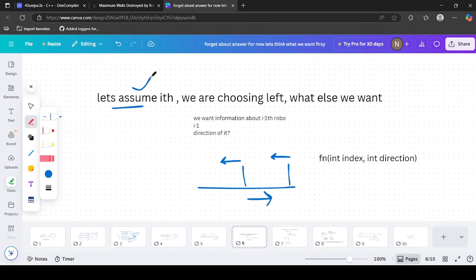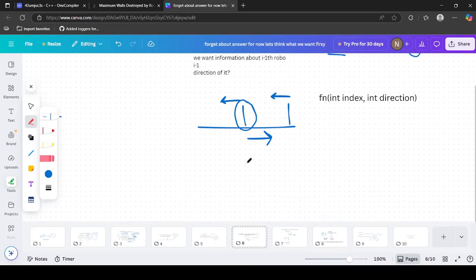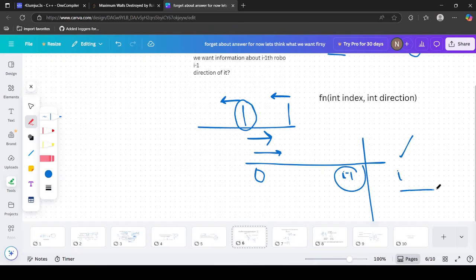So for now, let's assume that we are choosing left. So the present robot is choosing left. If it is choosing left, what do we want to find the answer? We want information about the previous robot, right? Because we are going from 0 to I. So at I minus 1, we already got our answer, and now we are thinking about I. And at I, we are choosing left. So if we are choosing left, we just simply want the index, right?